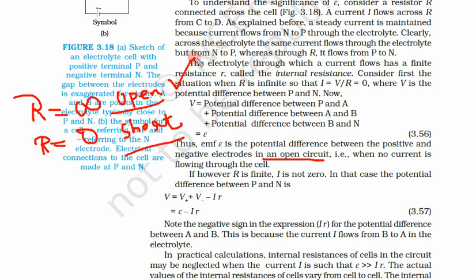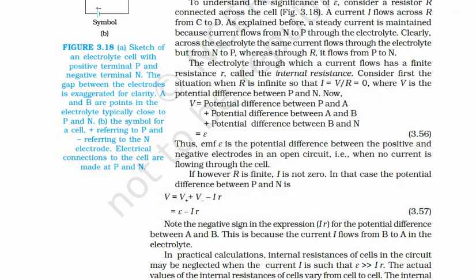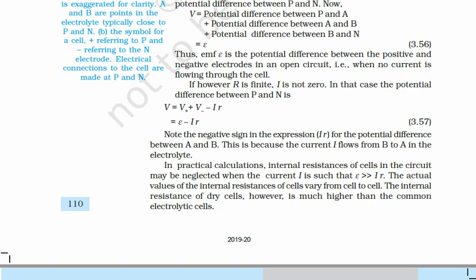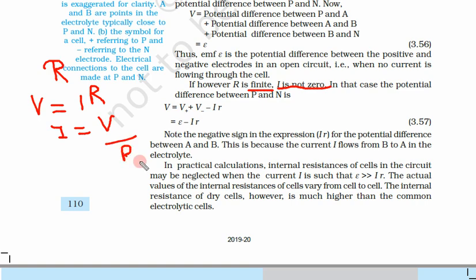So now the circuit is open, R is infinity. So EMF is the potential difference between positive and negative electrodes in an open circuit, or when no current is flowing through the cell. So this is called EMF. Let us say now the second case, R is not infinite, R is finite. There is some value of R. In that case R is finite, I is not 0. There would be some value of I. V is equal to IR or I is equal to V upon R. Then in that case, potential difference between P and N.